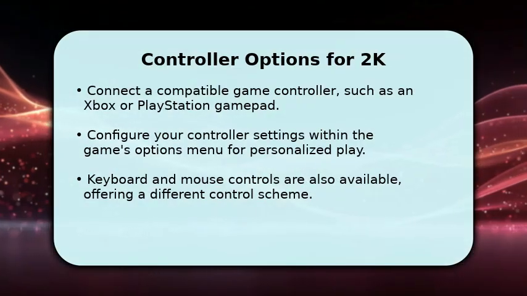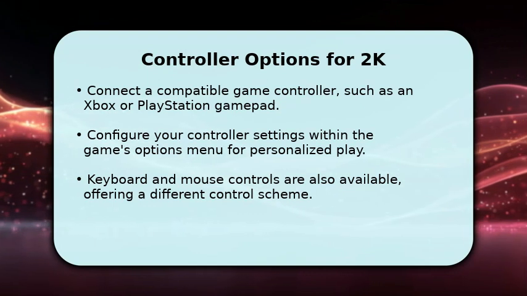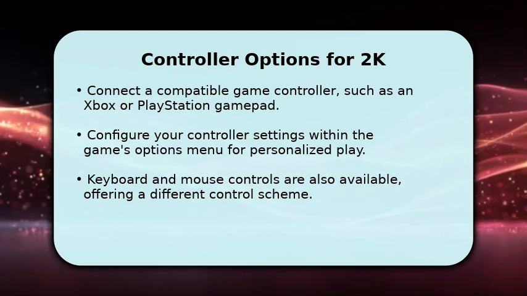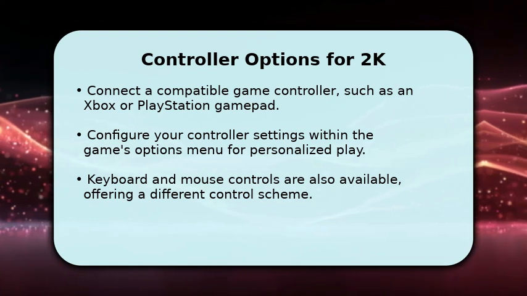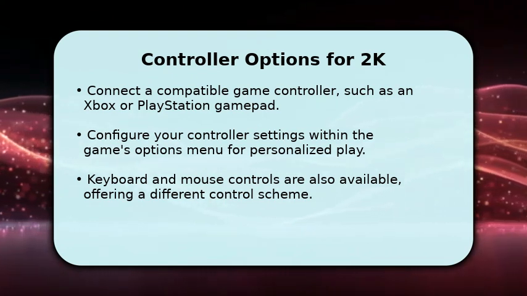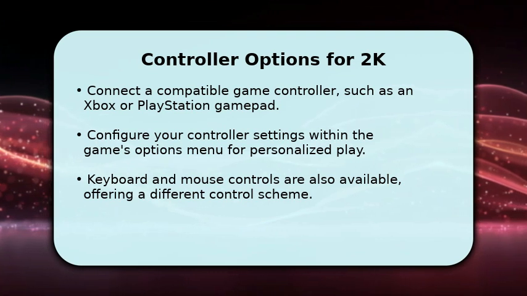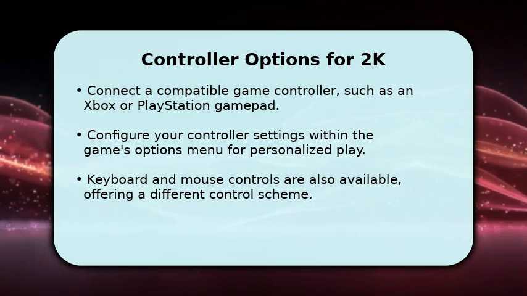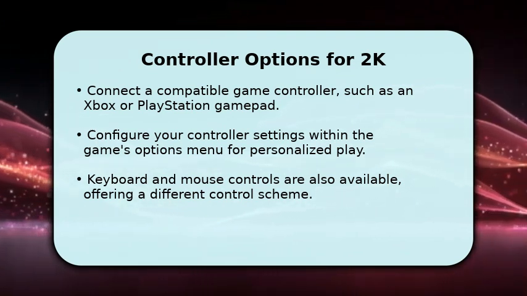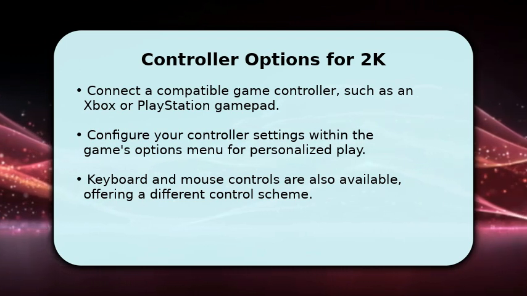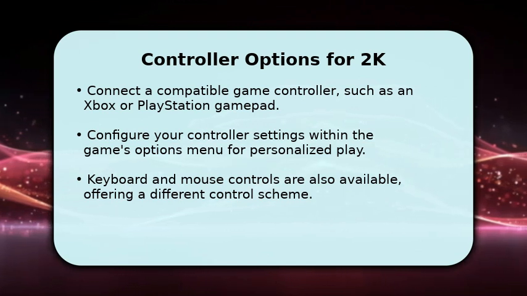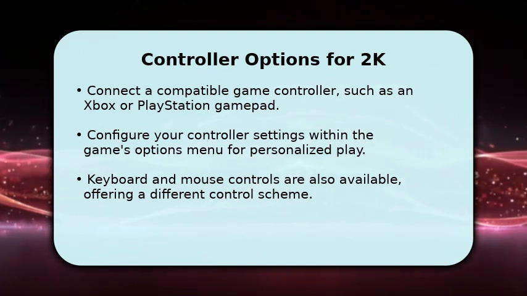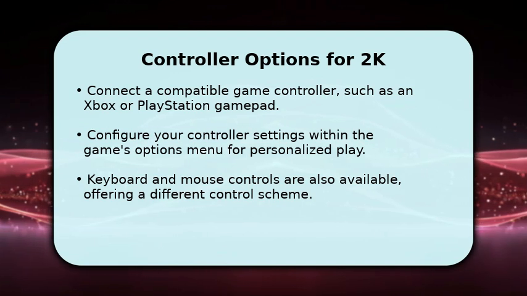Playing 2K on PC is best enjoyed with a dedicated game controller. Most players prefer an Xbox or PlayStation-style gamepad for its familiar layout and tactile feedback. Simply plug in your controller, and the game should recognize it automatically. You can then fine-tune button assignments and sensitivity within the in-game settings. While keyboard and mouse controls are an option, a controller generally provides a more intuitive and fluid basketball experience.